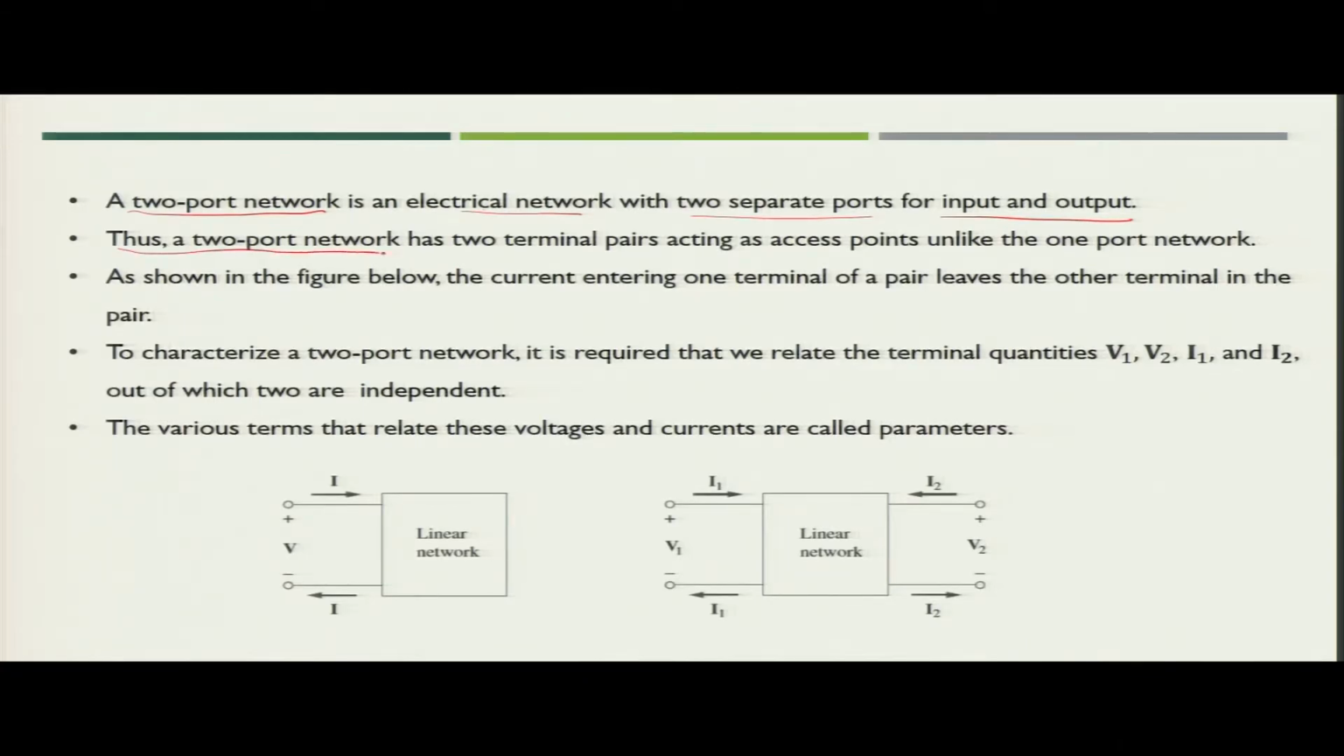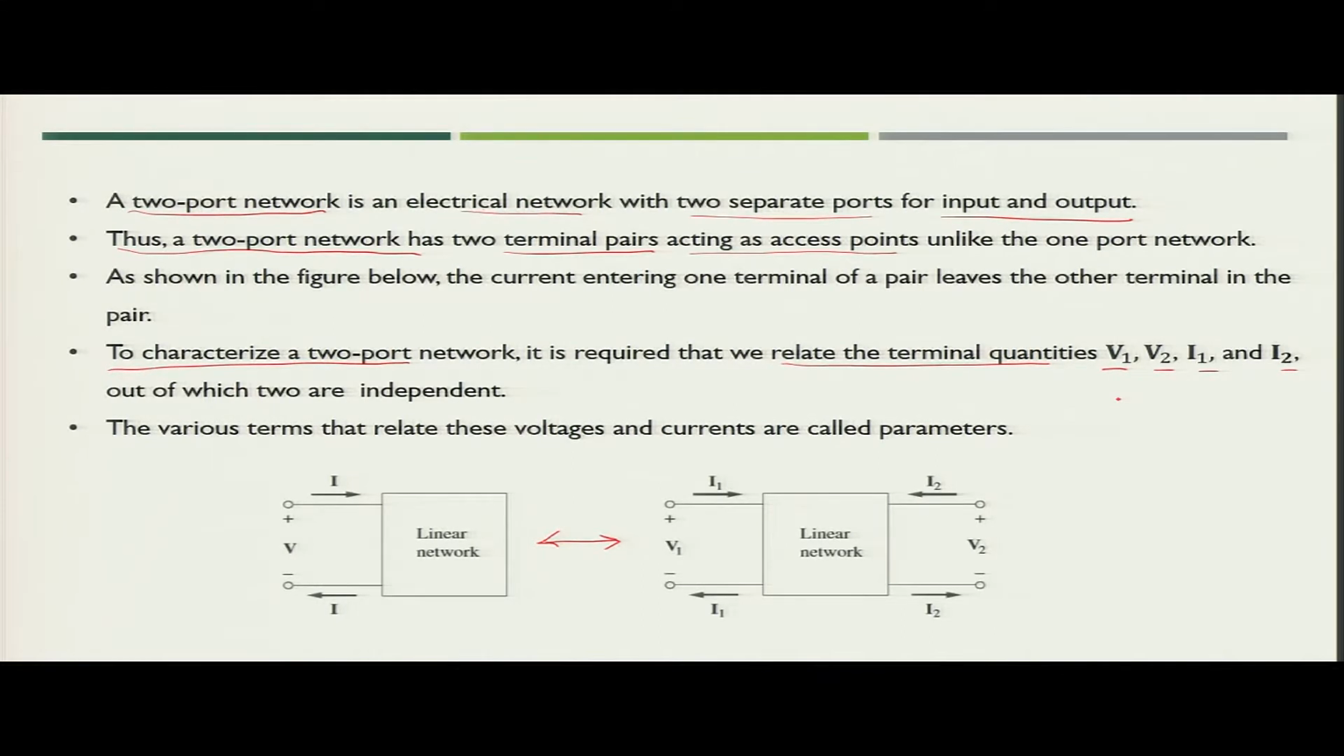So, basically the two port network has two terminal pairs acting as access points, like we discussed in this particular figure. This is the major difference between a one port network and a two port network. Now, to characterize the two port network, we need to relate the terminal quantities, that is V1, V2, I1, I2, which you see in the two port network. Here V1 is applied across the terminal pair on the left side and V2 is applied across the terminal pair on the right side. I1 flows from port 1 and I2 flows from port 2.